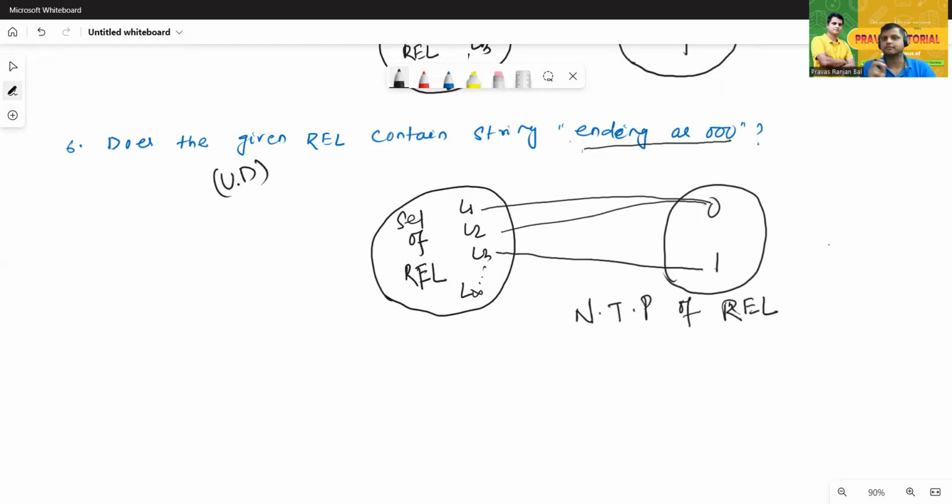The next class is a little bit different from this problem, but we'll discuss many more problems related to Rice's theorem in the next class.